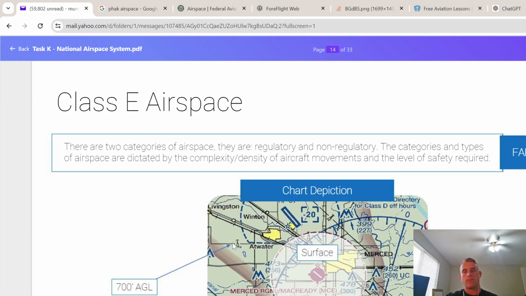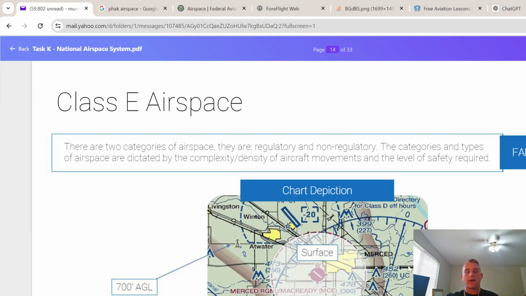This was one of those things that was really hard for me to wrap my brain around when I first started. But if you look at a sectional chart and you are within the magenta veil, right? This is the magenta veil. Right here where this is pointing, Echo starts at 700 feet AGL, okay? If you are within the magenta veil, Echo starts at 700 feet AGL.